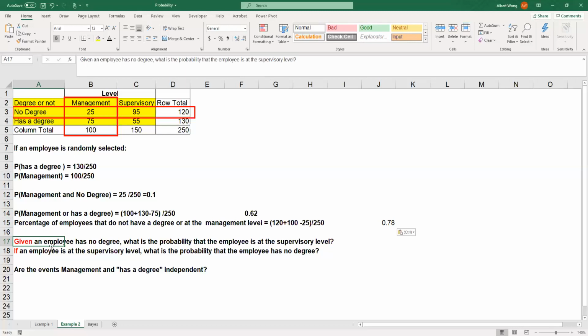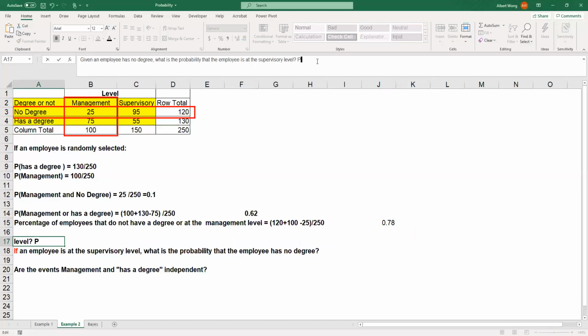So given an employee has no degrees, right? So knowing the employee has no degree, what is the probability that the employee is at the supervisory level? So given the employee has no degree, what is the probability that the employee has supervisory level, right? So if you want to write this out, what we were looking for is the probability that the employee is at the supervisory level, right, given the fact that the employee has no degree. So that is what we're looking for.